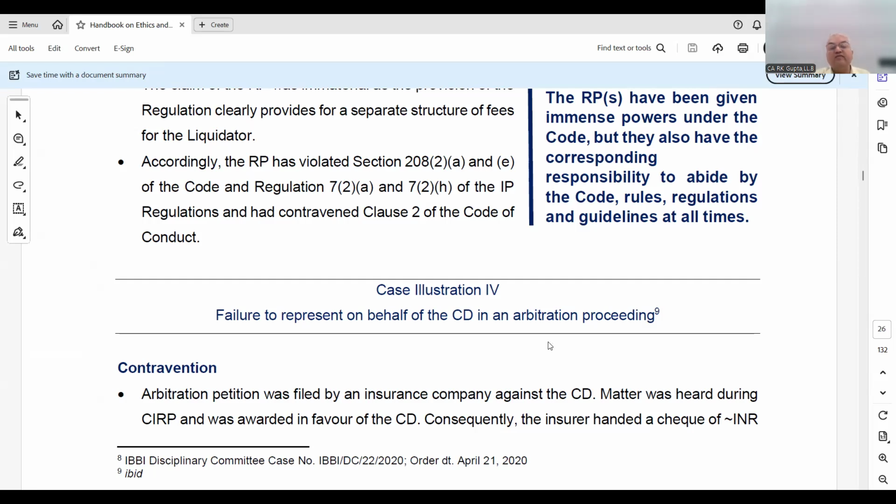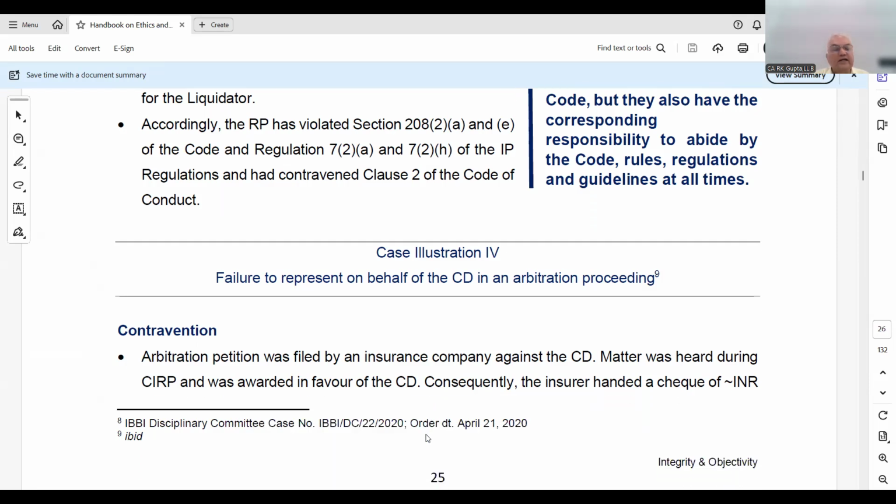Failure to represent on behalf of the CD in arbitration proceedings. So the point is, if some arbitration proceeding is going on, who will represent? Because the powers of the management stand suspended, it is the RP who will represent. So in this case, an arbitration petition was filed by an insurance company against the CD. The matter was heard during CIRP and was awarded in favor of the CD.